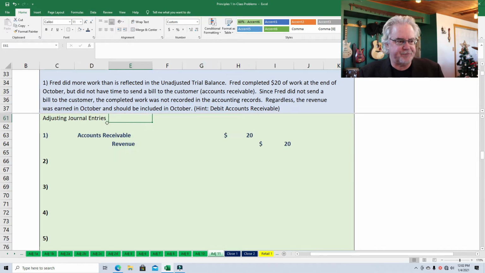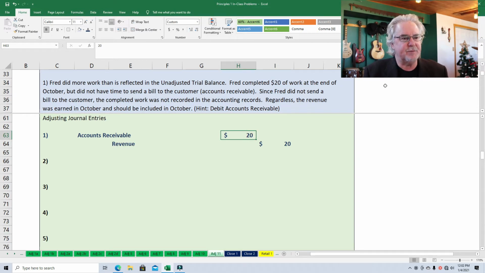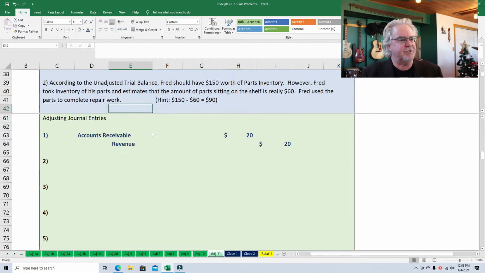So what we're going to do is we're going to debit accounts receivable, which is an asset, for $20. Now we're debiting accounts receivable because this customer owes the money. Fred did the work and the customer owes the money. And we're crediting revenue to reflect that the work was completed. We only record revenue when work is completed here. All right, so here we go. Here's adjusting entry number 2.